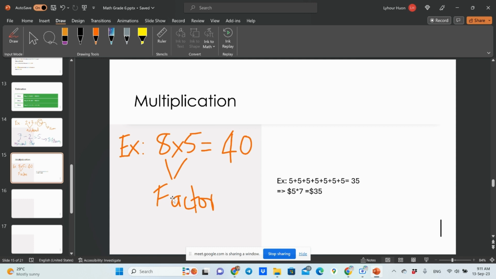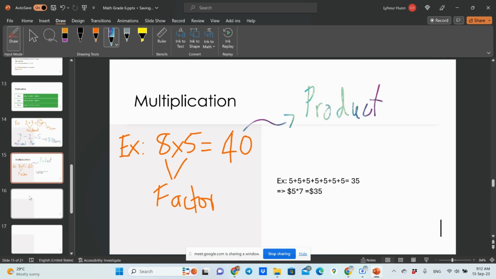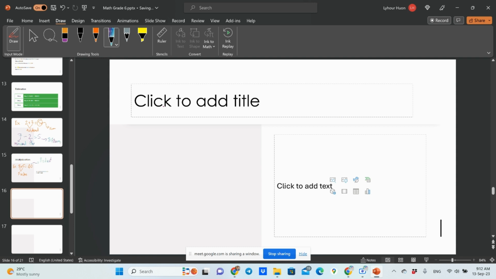How about the result of the multiplication? You have heard a lot, I think. The result of multiplication is the product. Yes, product. So the product is the result of multiplication. Okay, so now the properties.